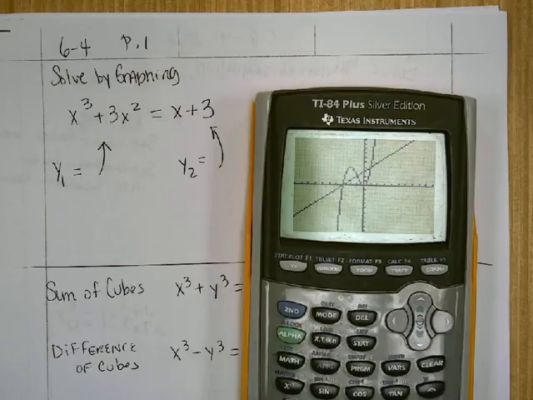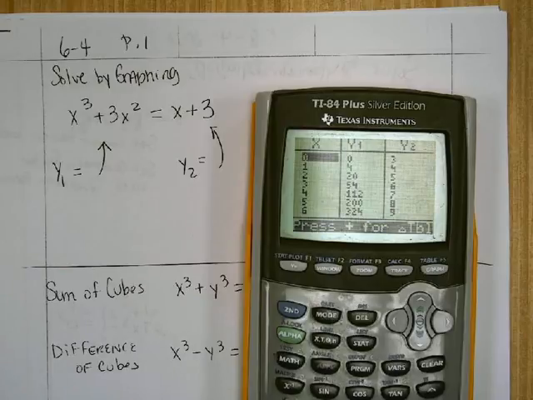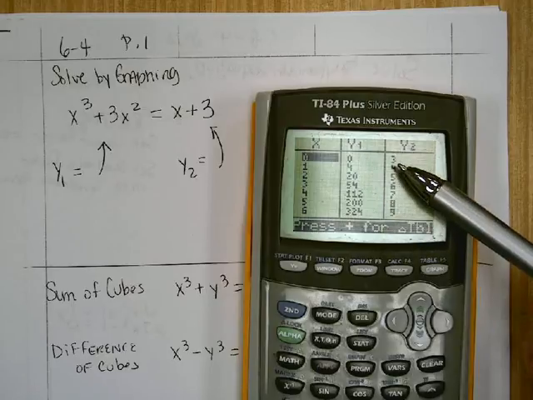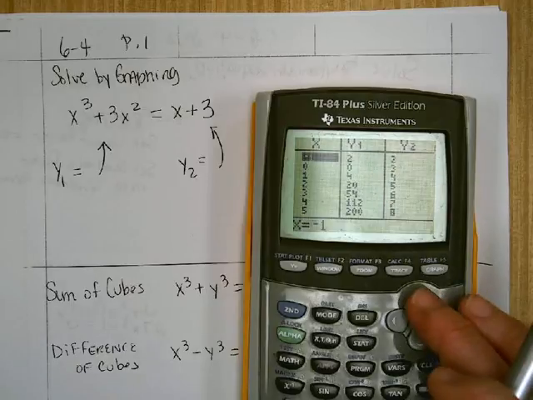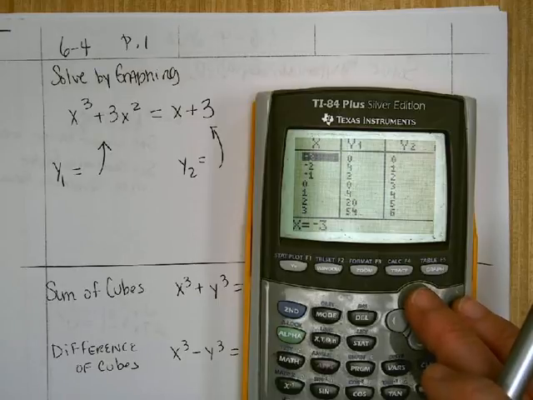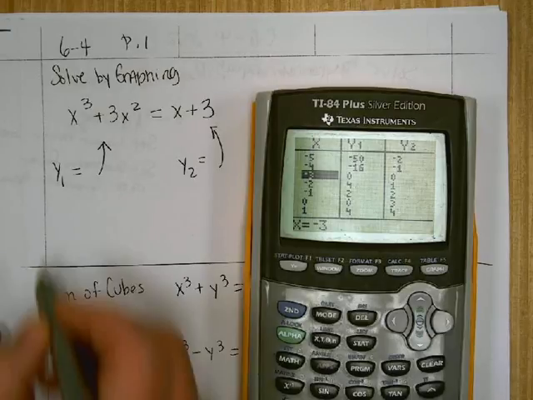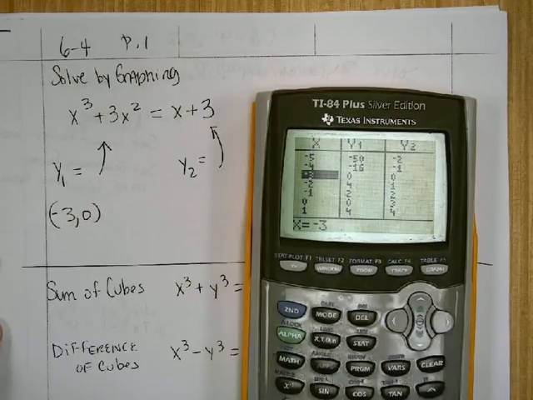The easiest thing to do is going to be go to your table. Press second in table, and let's look to see if maybe those intersections show up in the table. What is it that you're looking for when you get to this table? You want to know when y1 and y2 are the same. So do you see any of those in the table? Okay, you see -3, 0. That's one of them. When x is -3, both of the y values are 0.